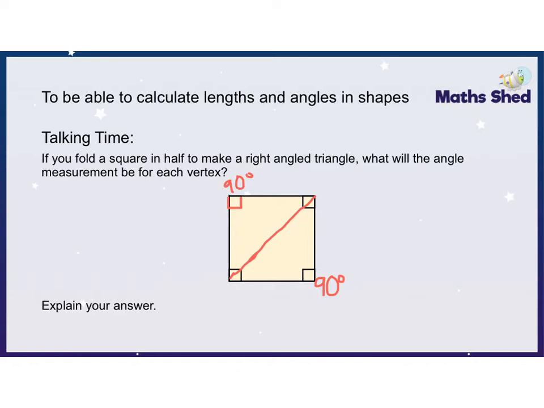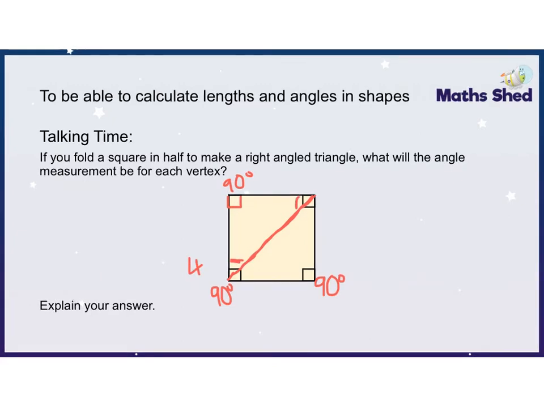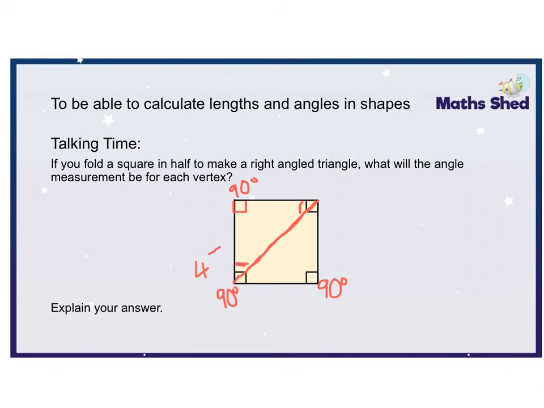Now I know that when it was a square, that was also worth 90 degrees, but now I have cut it in half. So I can easily work out what this angle and this angle is. Half of 90 is 45 degrees, and that one would also be 45 degrees.